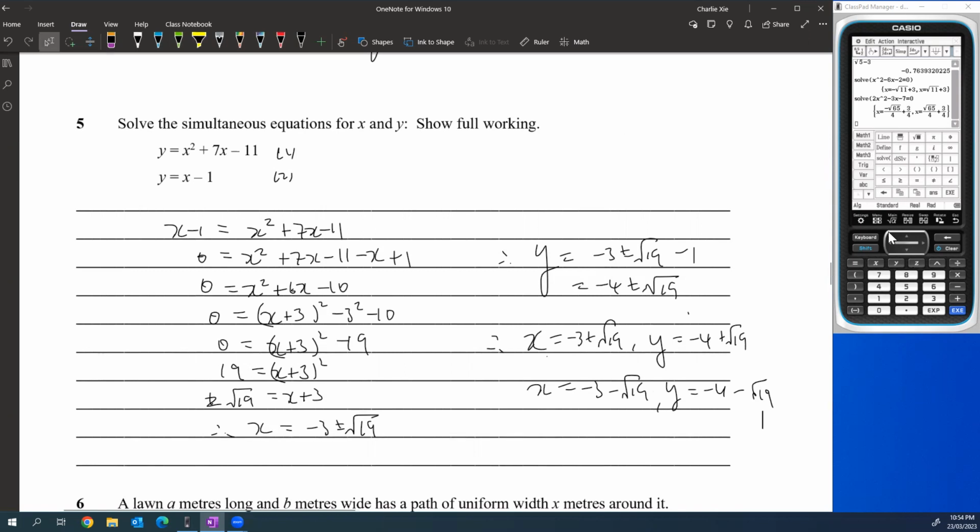Let's check our answer, solving the simultaneous equations using this symbol from Math 1 here. Let's type it in. y equals x squared plus 7x minus 11, and your next equation is y equals x minus 1. In the box, type x comma y, telling the calculator what you're solving for. As we can see, there are two pairs of solutions, one is this, and the other one is this. I just brought the whole numbers to the front. They are essentially the same.